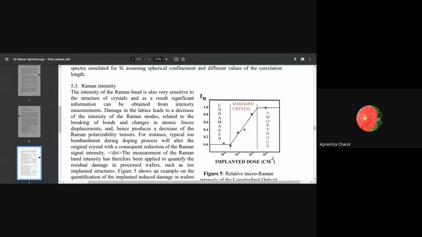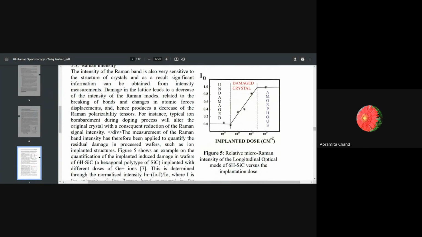Next is intensity. Intensity is also related to the structure of the crystals. So if you have a decrease in Raman spectra intensity, then some bonds are probably being broken. So you can assume that some damage has occurred in the structure, or some kind of doping process has occurred, which is why there is a decrease in the intensity of the Raman modes. And this is also related to the breaking of bonds and change in atomic force displacement.